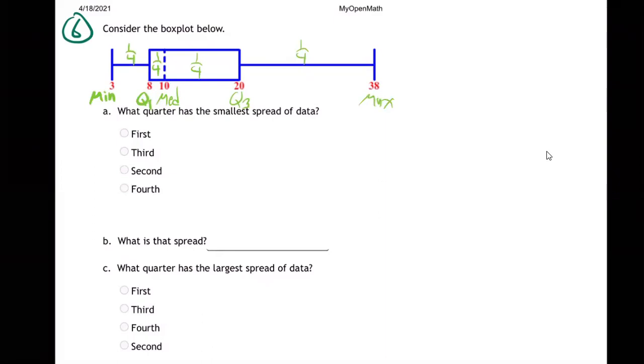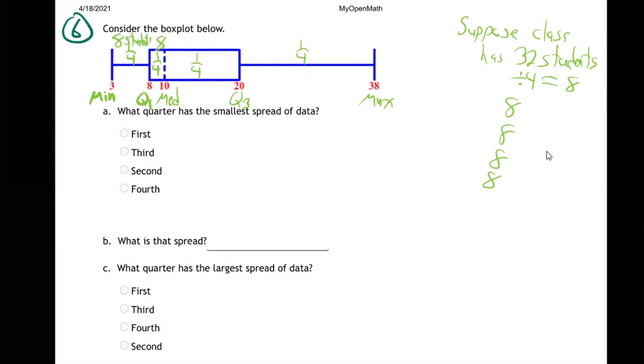So just to make it more real, suppose the class has 32 students in it. What if the class has 32 students? Well, divide that by 4, into 4 sections is 8. So that would be 8, 8, 8, 8 per section. So there'd be 8 students in this section, 8 in this section, 8 in this section, and 8 in this section. There'd be 8 students that got quiz scores in each of those ranges.